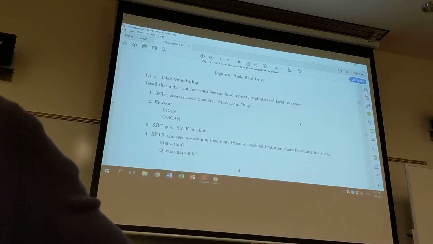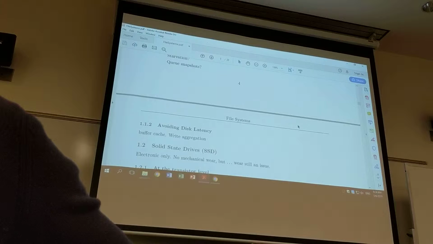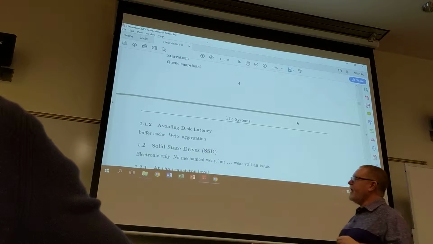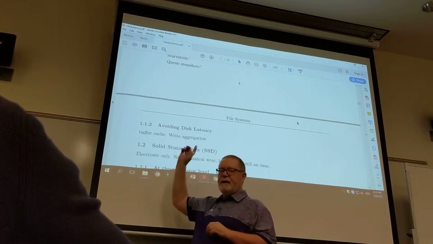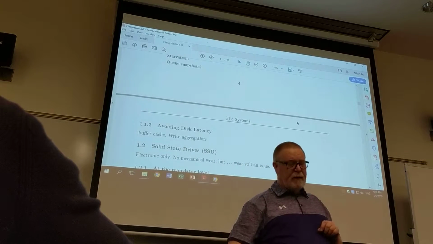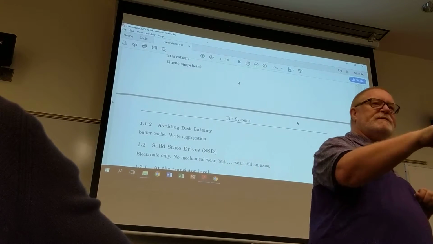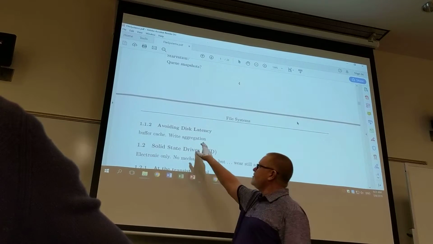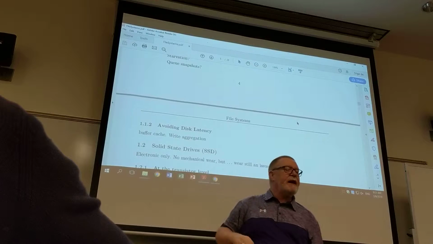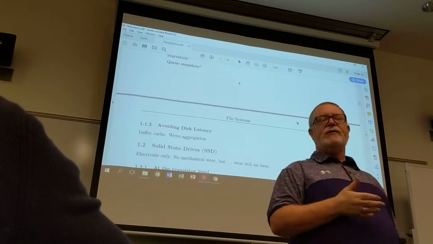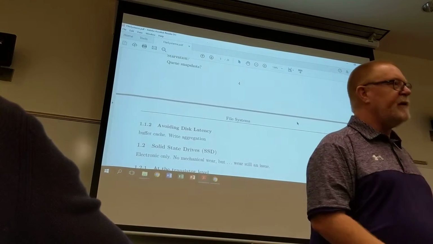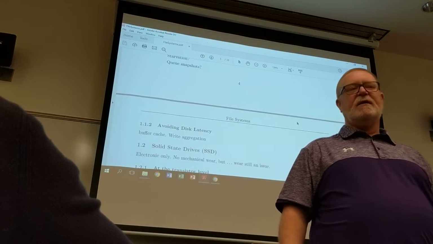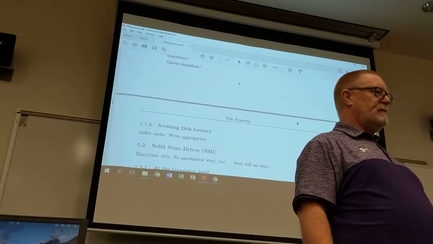So the latency on these, the buffer cache and write aggregation is important. When we talk about file systems themselves next time, we're going to talk about how this write aggregation and buffer cache can come together to give us a very high performance file system called the log structured file system.